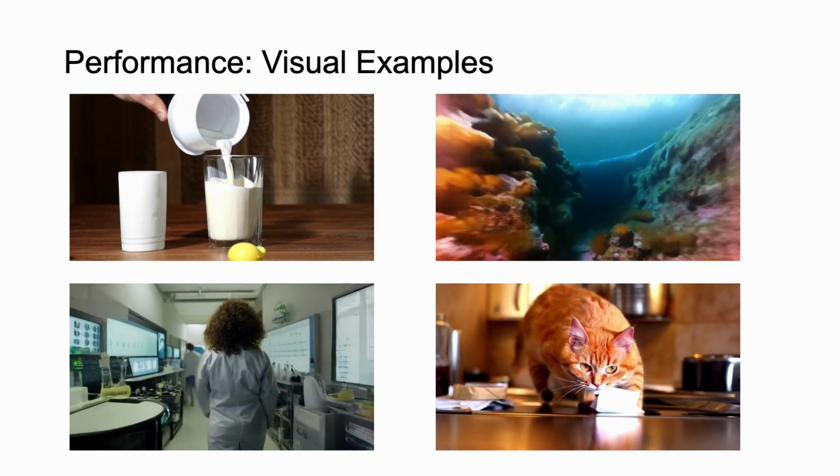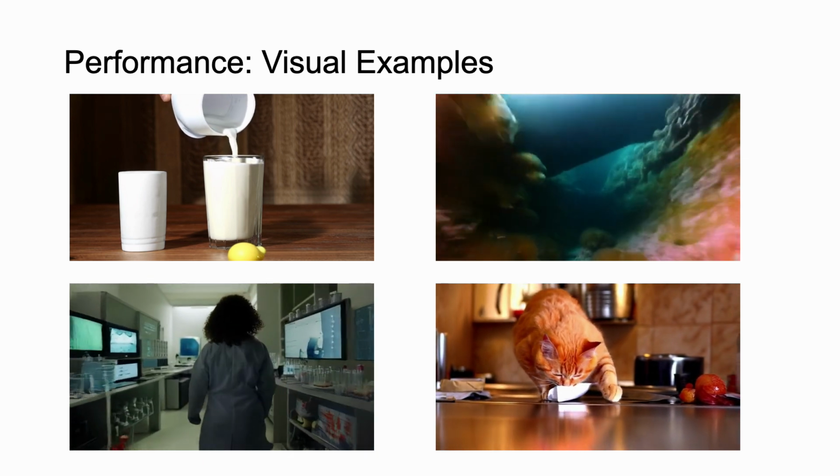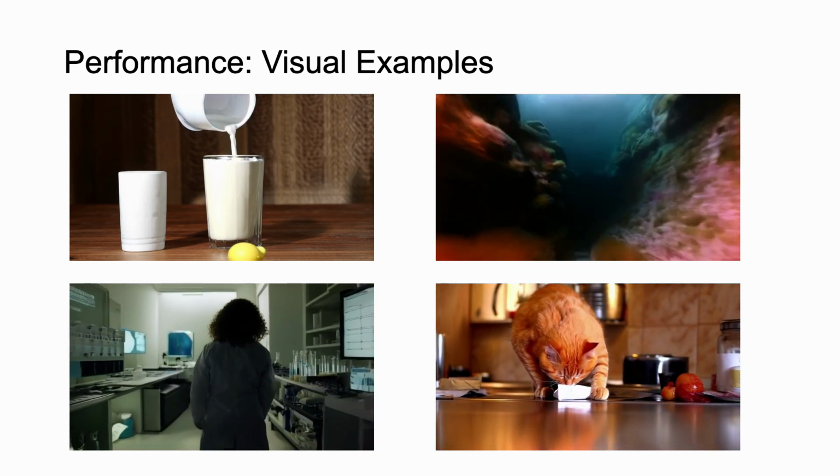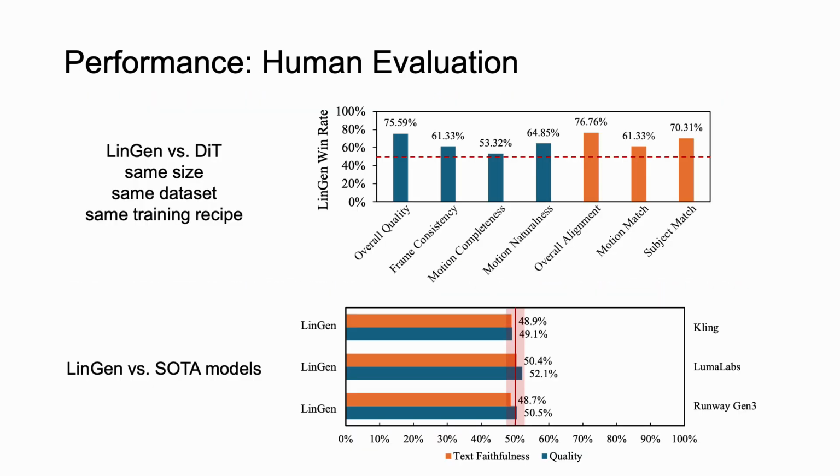But how about its performance? Here are several visual examples generated by LinGen. As you can see, these generated videos are highly photorealistic with very good motions. We also quantitatively evaluated the performance of LinGen in terms of both human evaluation and automatic metrics. According to our human evaluation results, LinGen is not only comparable to the state-of-the-art commercial video generative models, but also outperforms the standard diffusion transformer that has the same size and was trained on the same dataset with the same training recipe. This is kind of surprising.